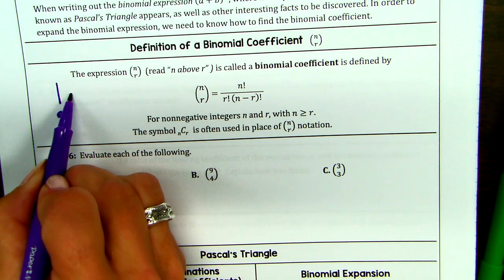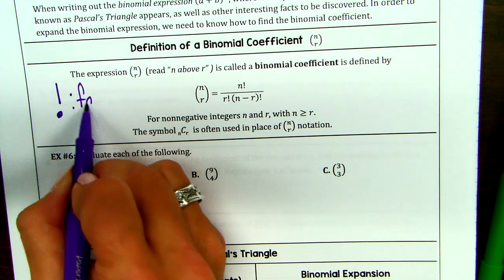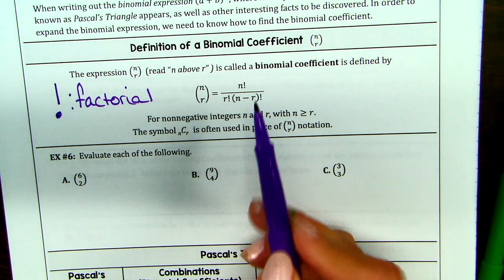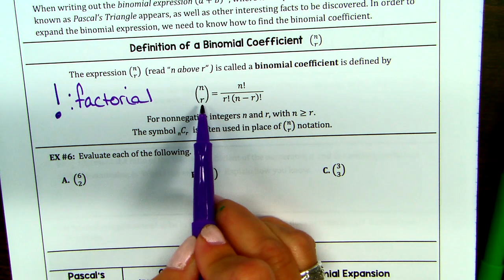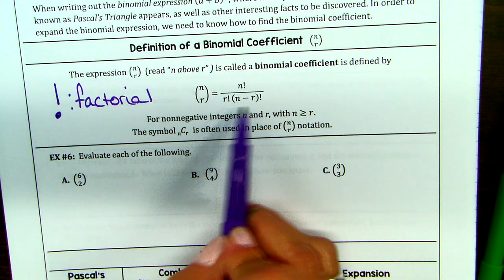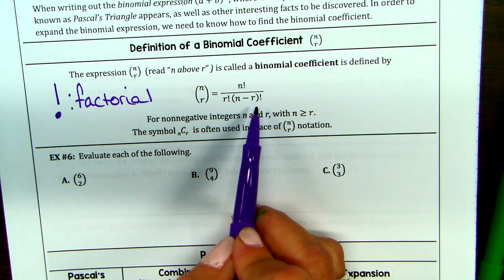The exclamation point in math means this word called factorial. Okay? So let me just read this to you. n over r equals n factorial over r factorial times the difference of n and r factorial. Okay?